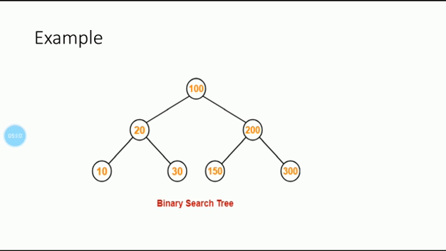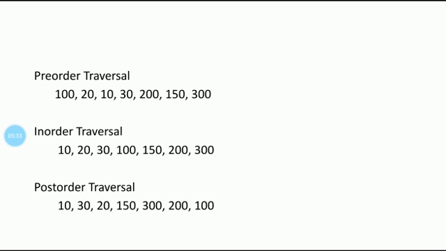In the same way, the post-order traversal for the right subtree is 150, 300, 200. And after left and right, we have to go for root. So the complete post-order traversal for this binary search tree is 10, 30, 20, 150, 300, 200, 100. That's it.